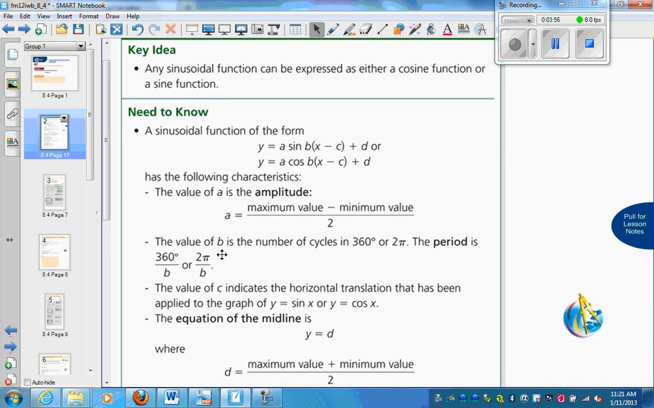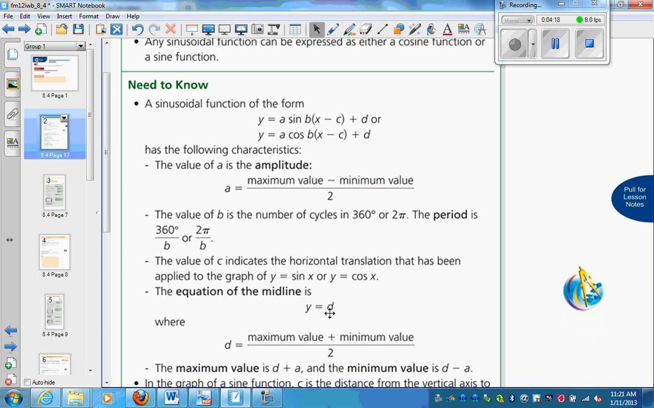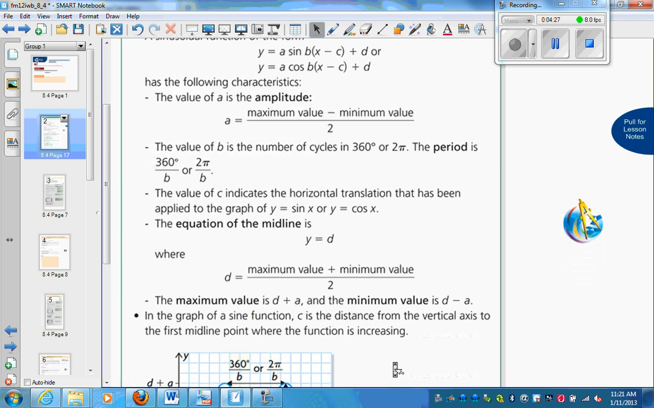Because a regular graph has a period of 2 pi or 360. Every 360 degrees around the circle, we start repeating. Every 360 degrees on the graph, we start repeating values. The value of c indicates the horizontal translation that has been applied. So c tells me if I'm moving left or right. d gives me the equation of the midline, y equals d, and to find the midline, we would just go max plus min divided by 2.